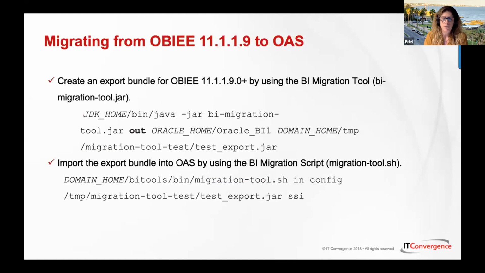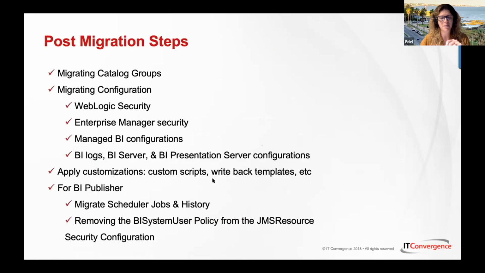If I want to do the migration from OBIEE 11.1.1.9, for example, it's different from 12, but imagine that you want to do it from OBIEE 11.1.1.9, you need to create an export bundle using the BI migration tool. This is an example of the command that you have to run. This is going to generate a jar file. Once you have it, you need to import it into the OES environment that you already have installed. One important thing is what you're going to migrate and what you're not going to migrate, and this is explicitly in the post-migration steps.